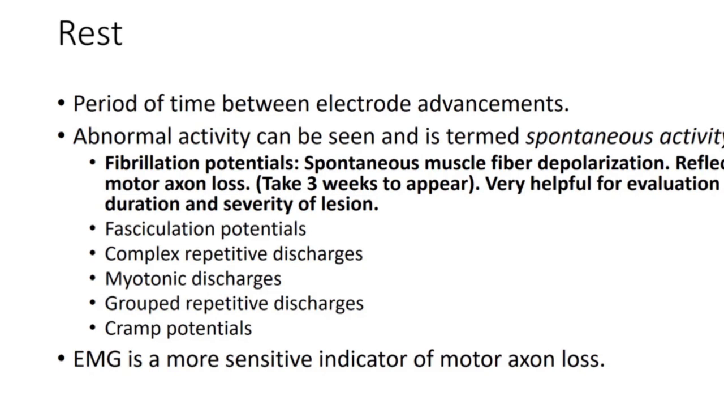fibrillations clue us into the fact that there's been loss of axons from denervation. But it takes a while to appear, and this is why you don't get an EMG right after an injury, because it's just not going to show. It takes 3 weeks or so. And the nice thing about this is it sometimes tells us how long it's been going on, tells us how severe it can be, and tells us the distribution of the denervation. And so it's useful in that regard. And also, EMG in general is very sensitive to motor axon loss. Usually it's put out as 1+, 2+, 3+ fibrillations. And so even with a mild amount of axonal loss, you can see 1+ or pretty mild changes on this rest phase.